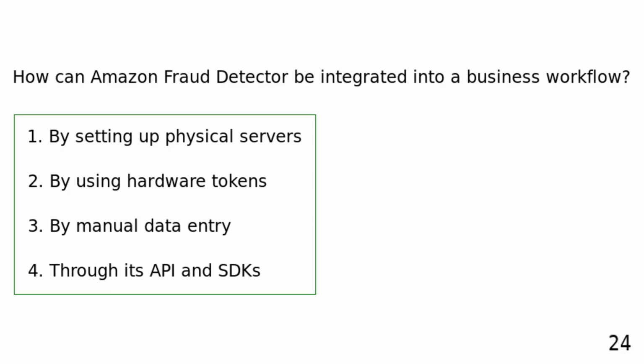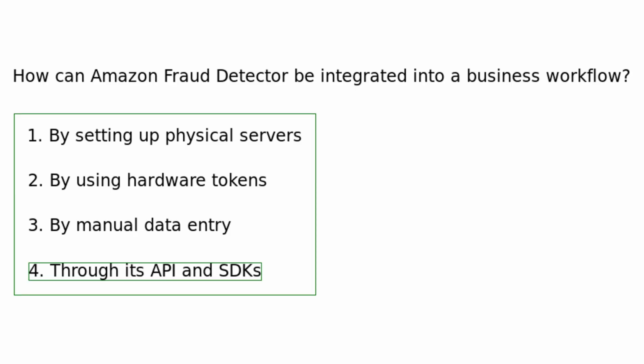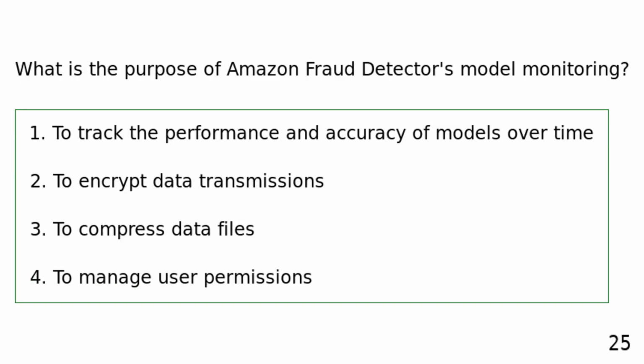How can Amazon Fraud Detector be integrated into a business workflow? By setting up physical servers. By using hardware tokens. By manual data entry. Through its API and SDKs. Amazon Fraud Detector can be integrated into a business workflow through its API and SDKs, allowing seamless incorporation into existing systems.